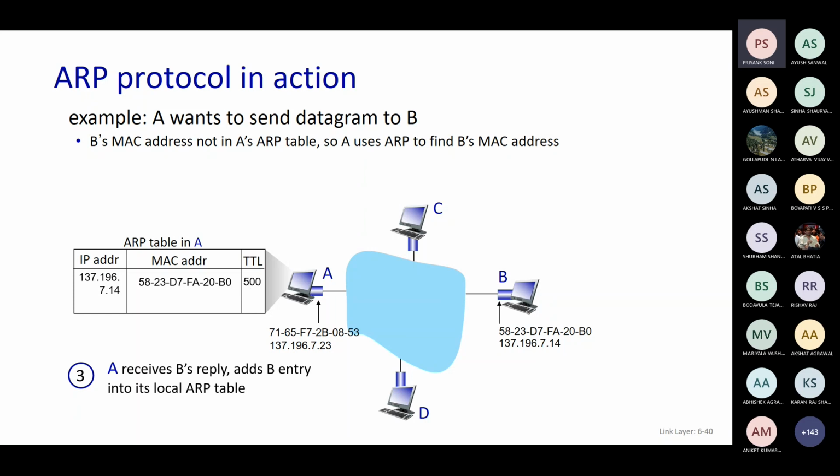Okay, so this is how, when B's MAC address is not known to A, A will use the ARP protocol to find out B's MAC address, and after that whatever packet it has to send from A to B, it will simply get the MAC address from this ARP table, and then it can transfer the data.